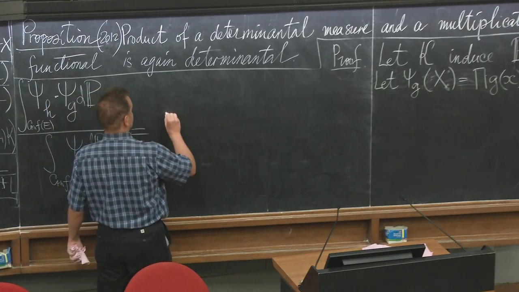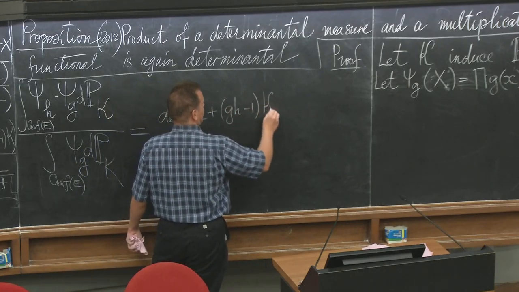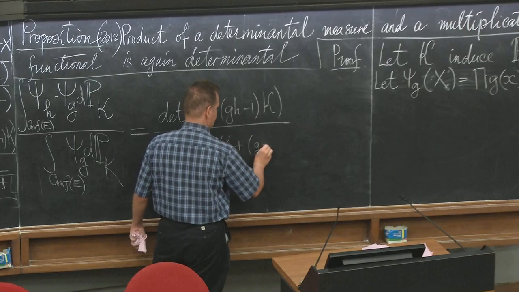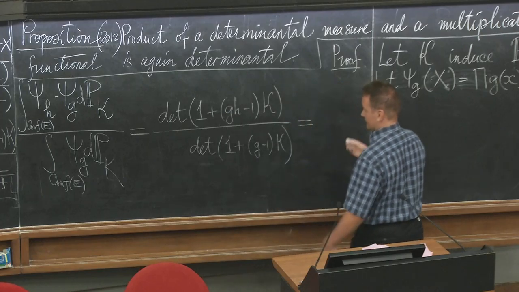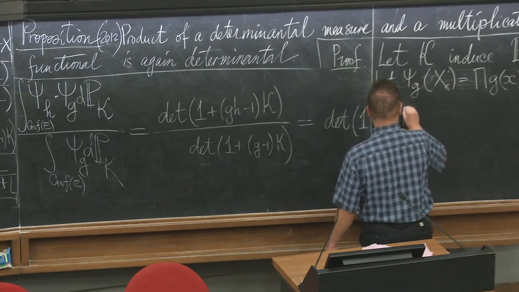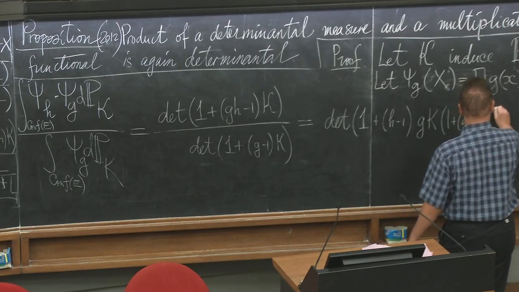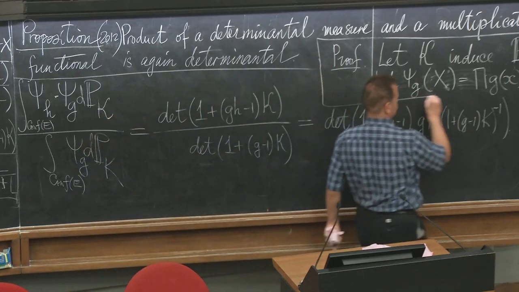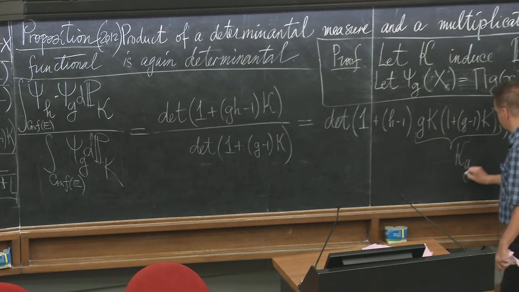So then I write 1 plus gh minus 1 k over 1 minus g minus 1. And again, so then this is equal, in fact, to 1 plus h minus 1 gk, 1 plus g minus 1 k inverse. So one can check this is just an identity with determinants. And this is the new kernel, kg.